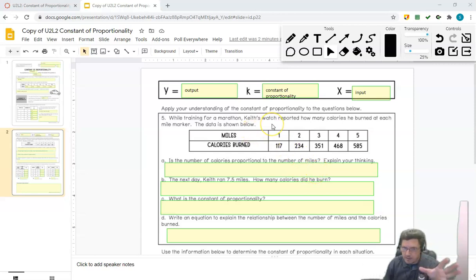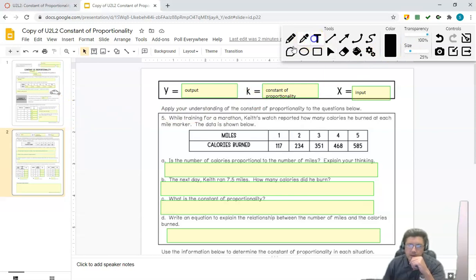Now let's apply this concept to this new problem. While training for a marathon, Keith's watch reports how many calories he burns at each mile marker. The data is shown below. Is the number of calories proportional to the number of miles? So we're going to look at the ratio. Our first one is 117 over 1.